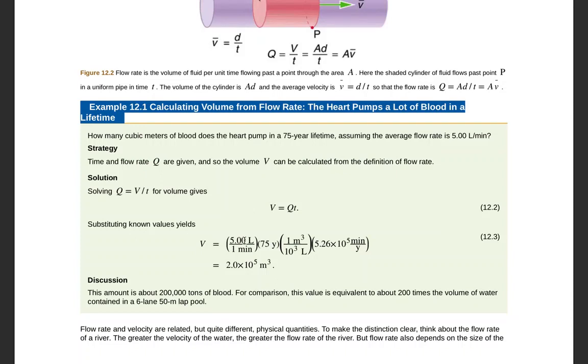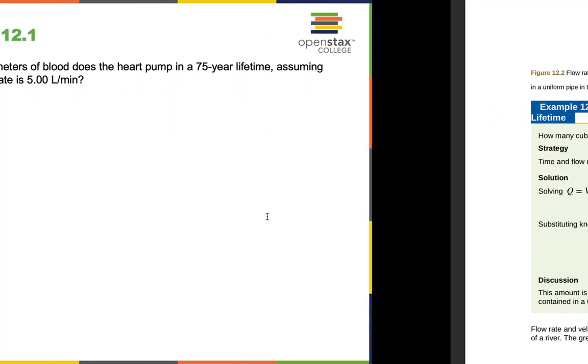So we have volume equals 5 liters per 1 minute times 75 years, but we have to change the minutes to years. This is the conversion for it. Again, you can do minutes to hours, hours to days, days to months, and months to years, but this is the direct conversion. And we're also changing the 5 liters to meters cubed. Substituting everything in there, you get 2.0 times 10 to the 5th meters cubed. Pretty straightforward. You use one equation and you get the answer.